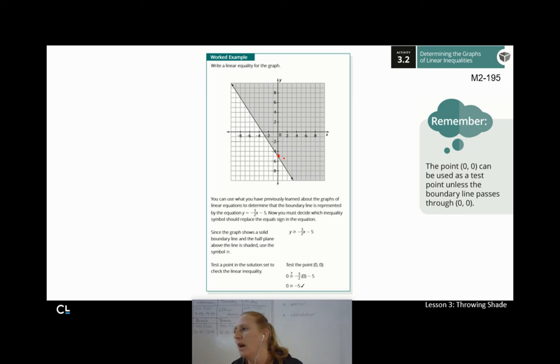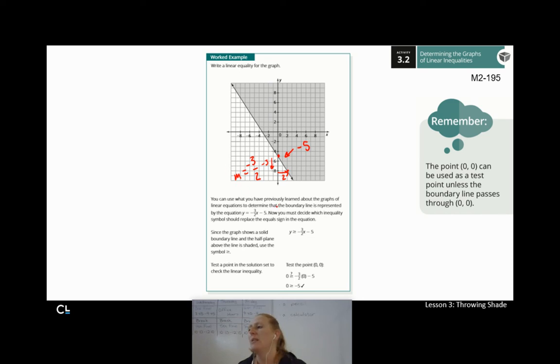Well, I can see I have a y-intercept at negative 5. Hooray! We do need to find a slope. So I'm going to find another point on the line, and then we'll do our rise over run. It looks like I had to go down 3, and then I ran 2. So my slope is negative 3 over 2, rise over run.